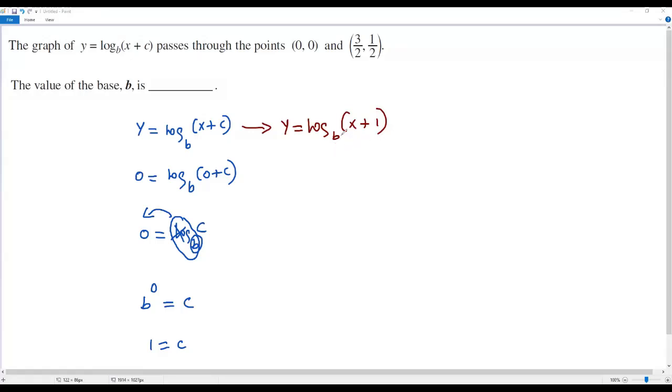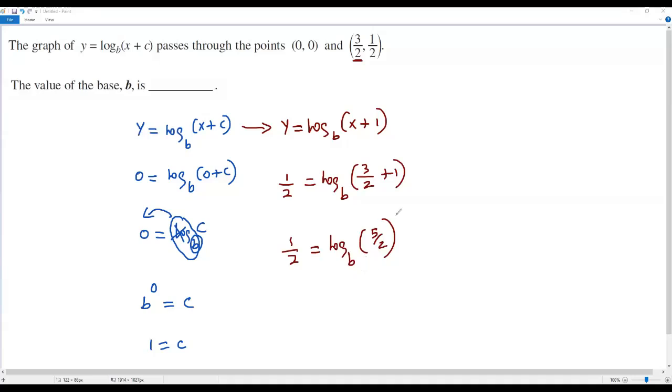Now to solve for b, we have to use the second point, because the graph passes through the point (3/2, 1/2). We can plug in 3/2 for x and 1/2 for y. So 1/2 equals log to the base b of 3/2 plus 1. When I combine 3/2 and 1, it will be just 5/2.